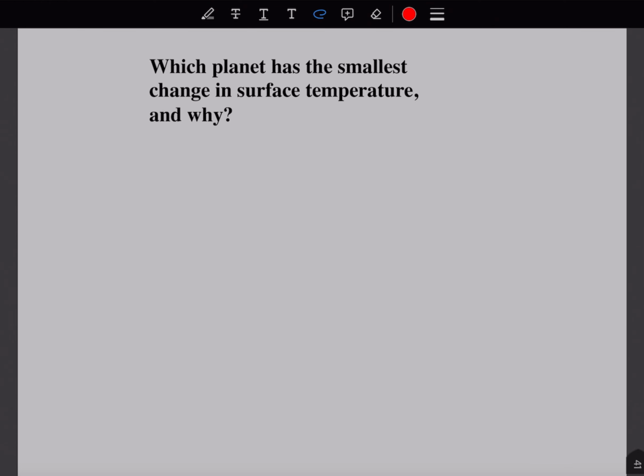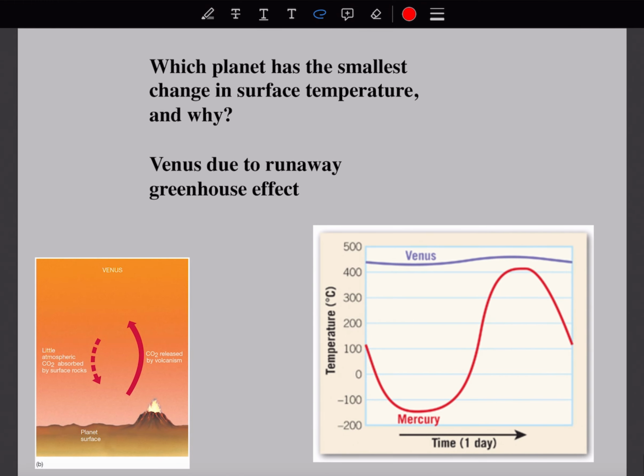All right, which planet has the smallest change in surface temperature and why? So this is a review. We just mentioned that before. It's Venus. Venus has a thick atmosphere with the runaway greenhouse effect, and it causes its temperature to be hundreds of degrees Celsius night and day all year round, and that is what causes it to have the smallest temperature range of the terrestrial planets.